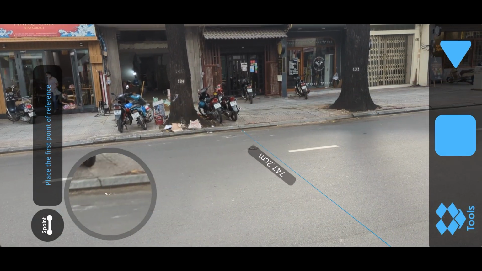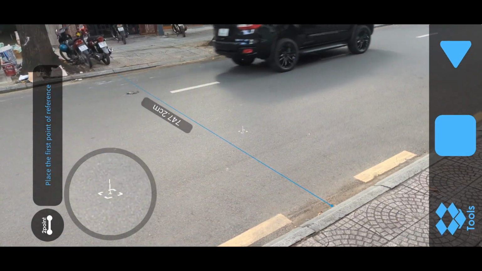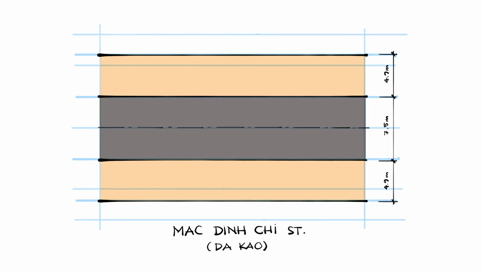And the roadway is around 7.5 meters. I assume that the two sidewalks of this street are the same, so it may look like this on the plan.